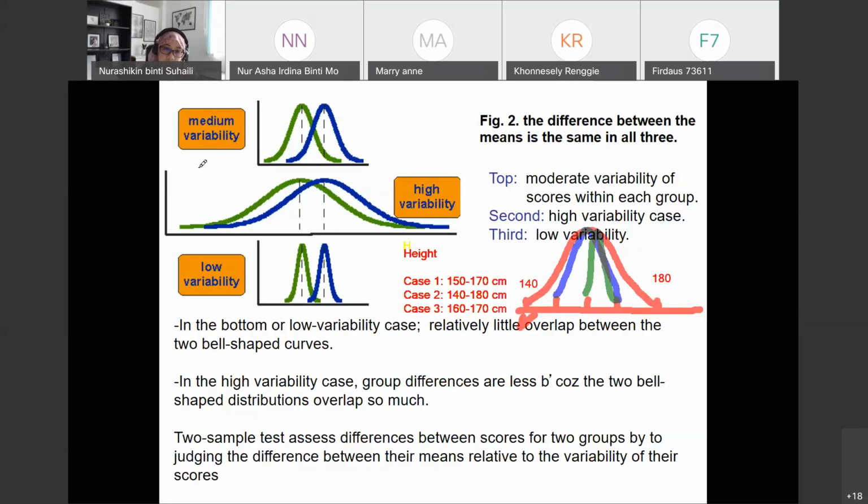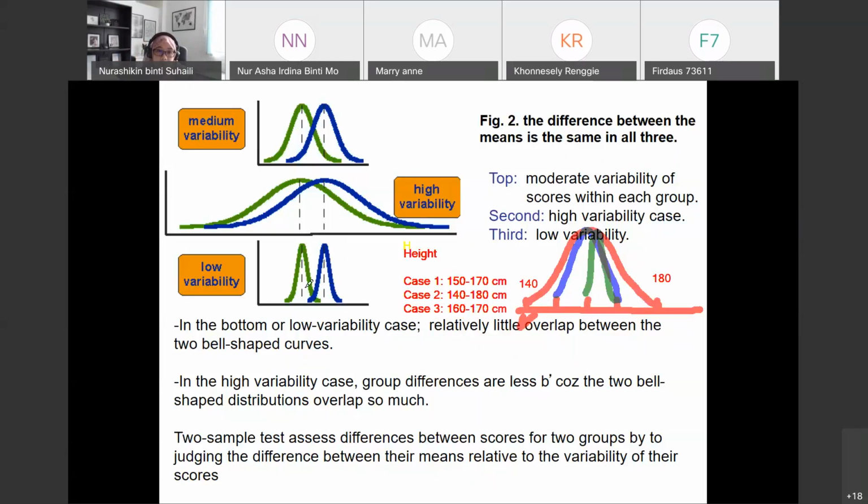Okay, so for example here, the variability between the two samples is medium. Let's first look at the low variability. Low variability means that the two samples do not overlap much because of the small range of each sample. You can see that the overlap area is very little.